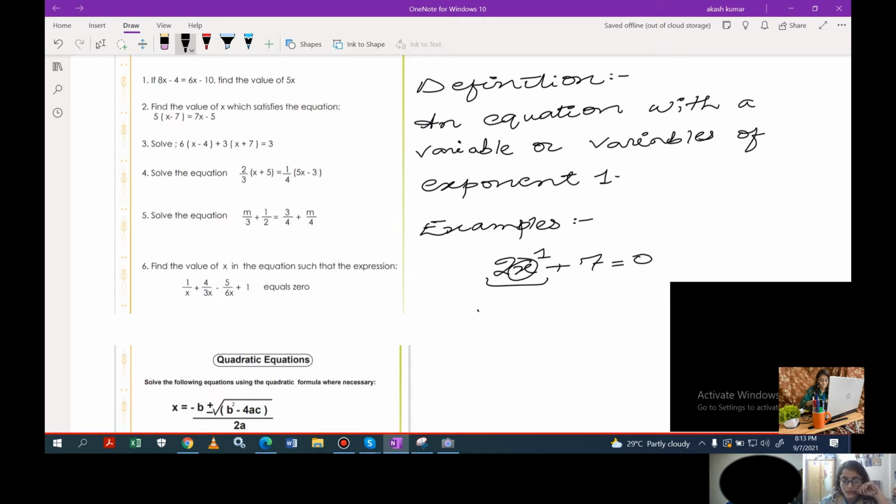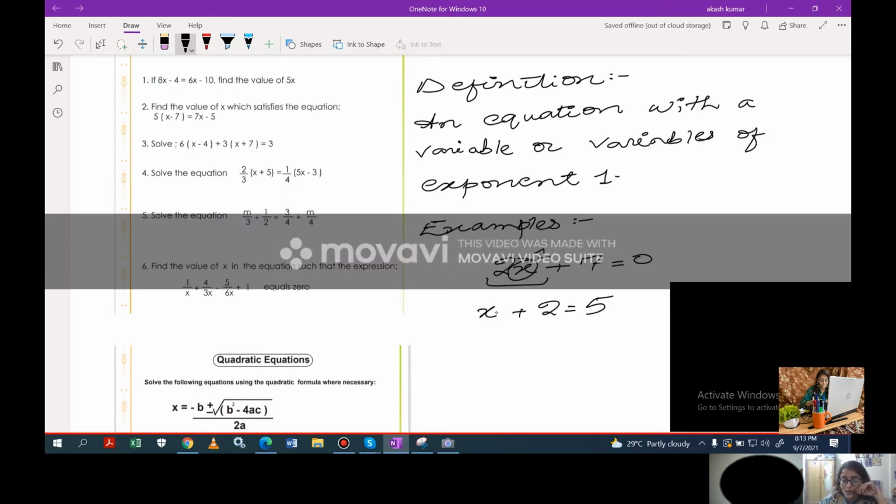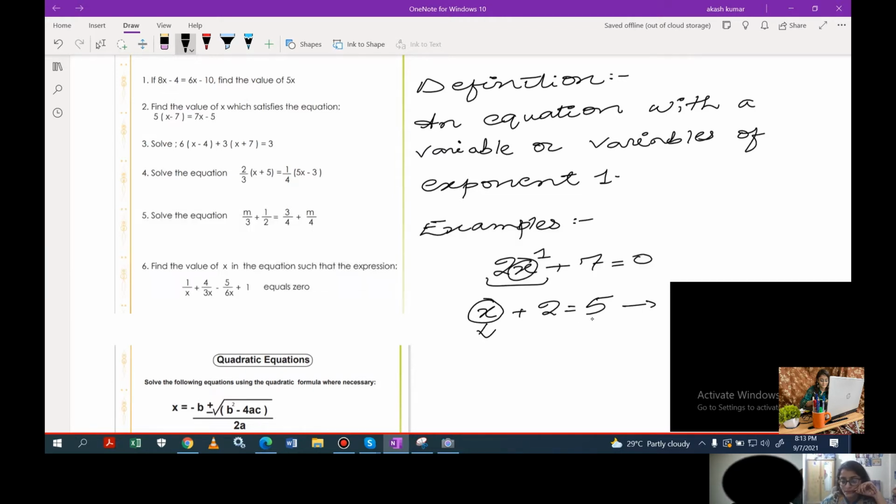Let's say we have another equation: x plus 2 equals 5. Here we have a variable x of exponent 1. This is again an example of a linear equation. Okay, let's move to another example.